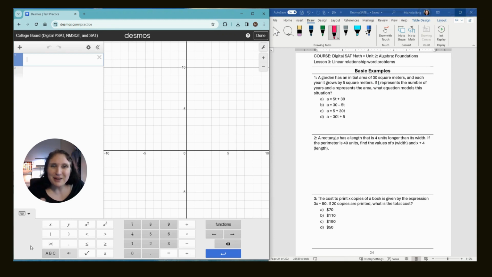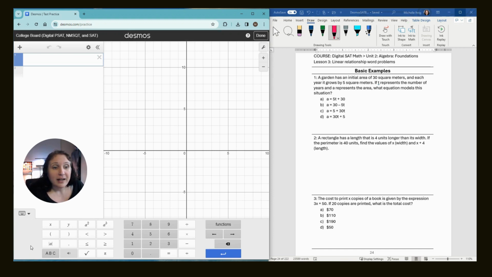I use my keyboard shortcuts a lot, but you can also open up the keypad on the bottom. Right now we are going to be doing Unit 2, Lesson 3, Linear Relationship Word Problems. Unit 2, Lesson 3 matches directly with Khan Academy. How awesome is that? But we're going to use the graphing calculator. If you have my book, it's page 24.